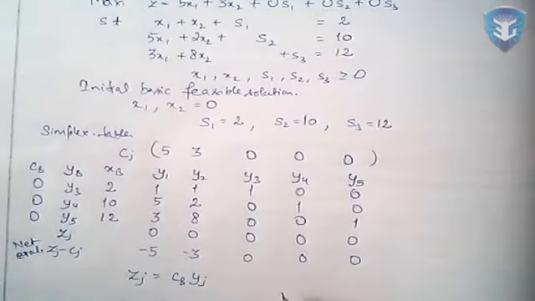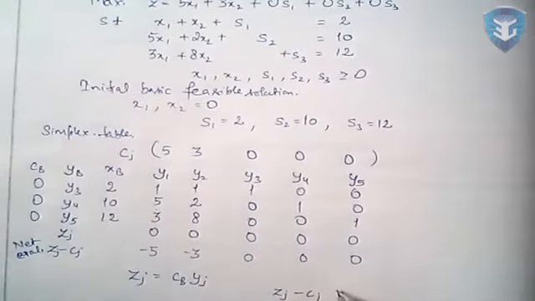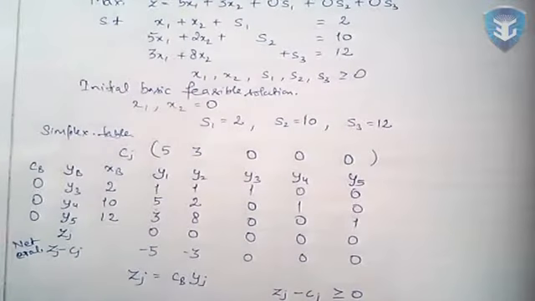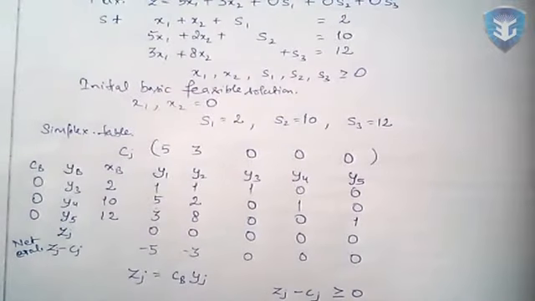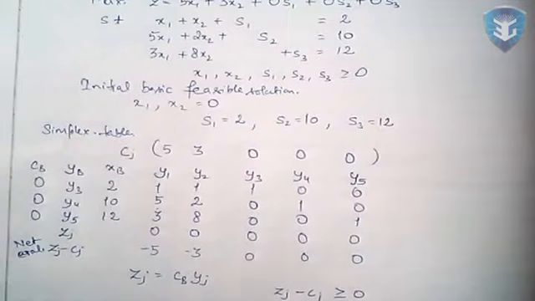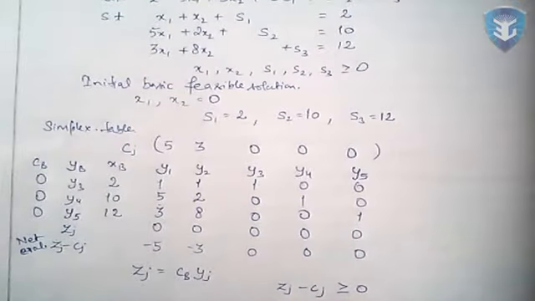Now, as this is a maximization problem, all the values of ZJ minus CJ should be greater than or equal to 0. But in our case, it is not so. So we can say that an optimal solution has not been obtained. For that, now we need to find the entering variable and the leaving variable.